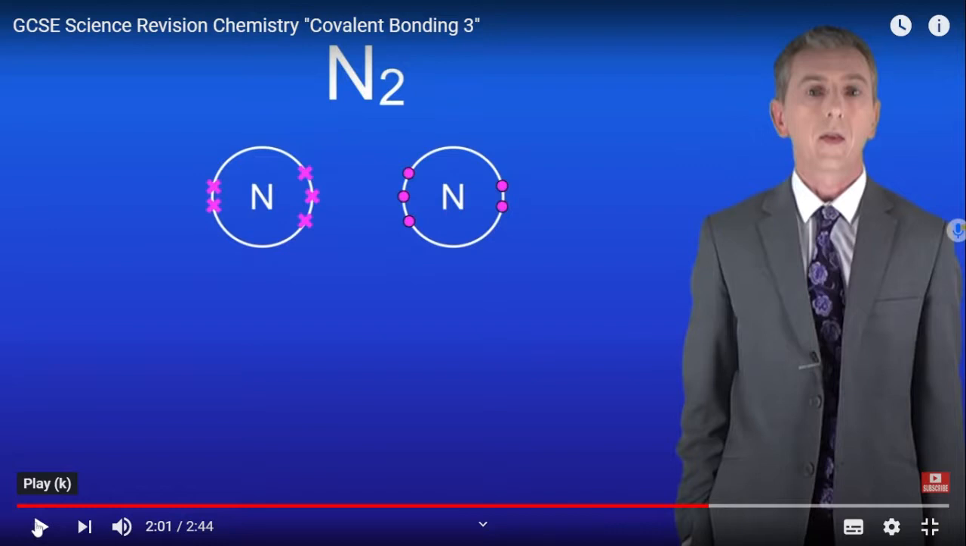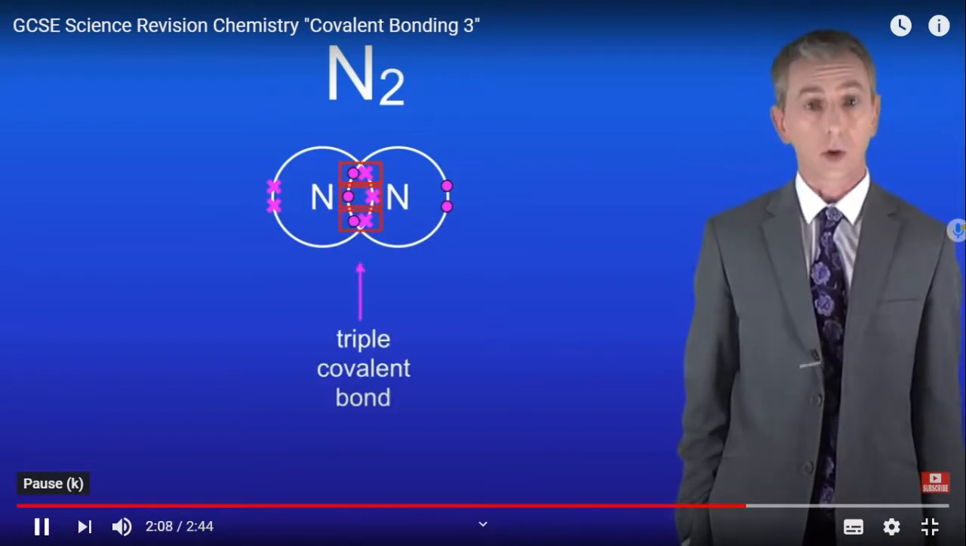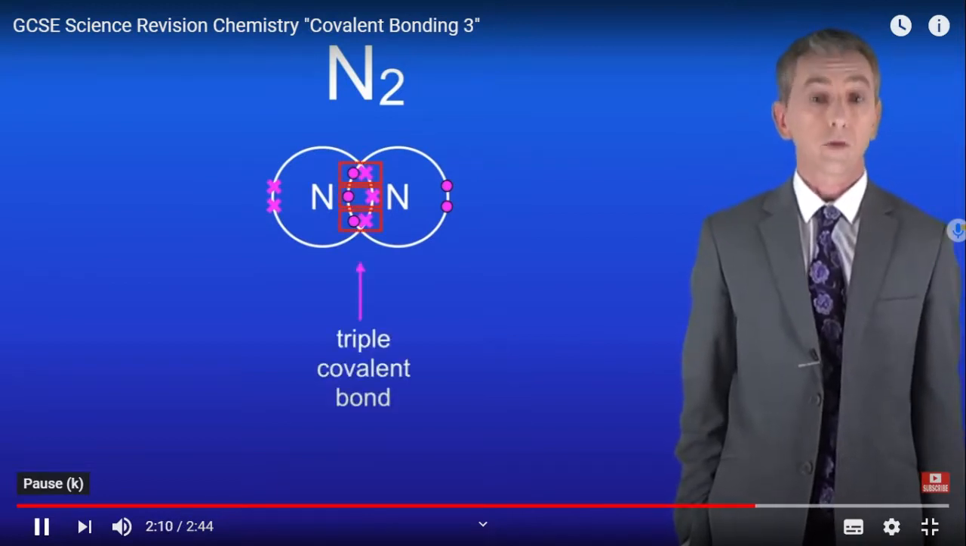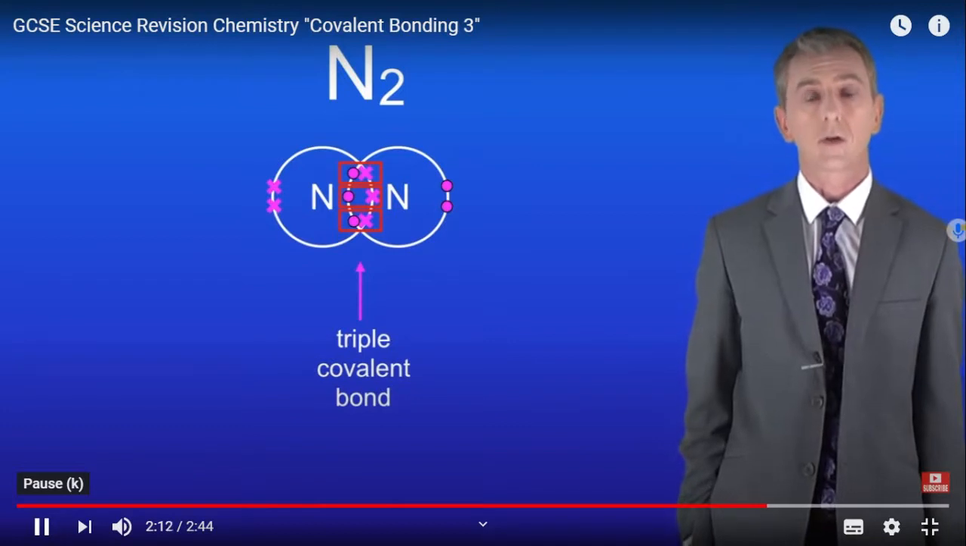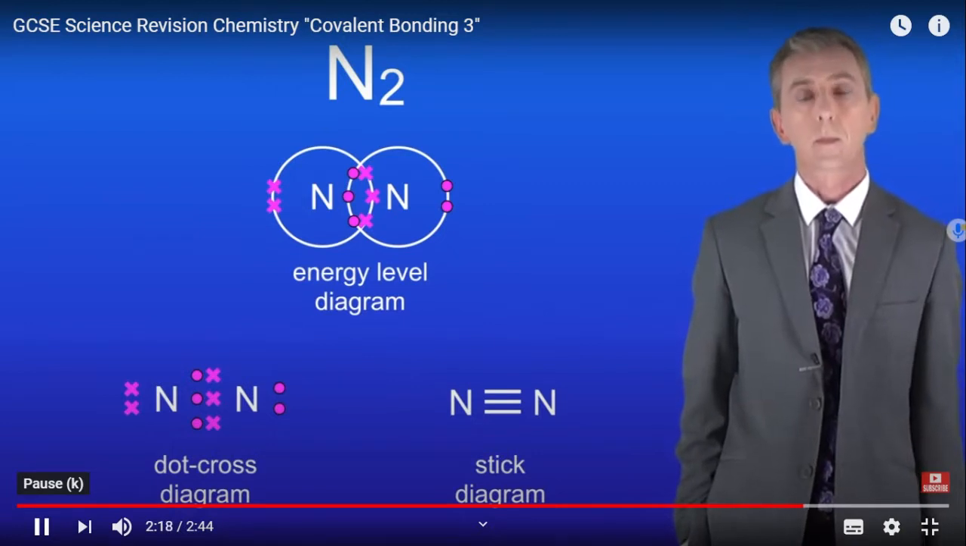Okay, let's see, did you get the right answer? They can do this by overlapping their outer energy levels like this. This forms a triple covalent bond because we have 3 shared pairs of electrons. Here are the dot cross diagram and the stick diagram for the nitrogen molecule.